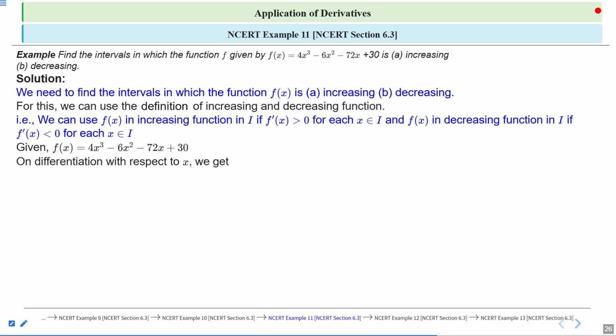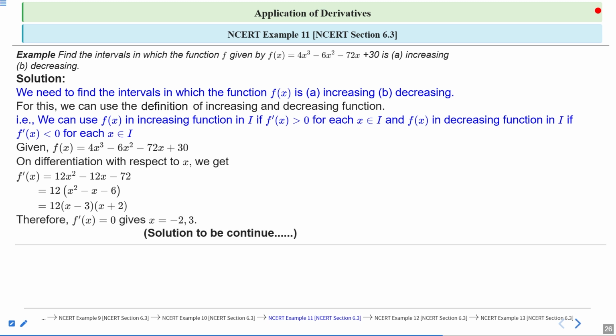On differentiation with respect to x, we get f'(x) equal to 12x² minus 12x minus 72, right? So it will be 12 times (x² minus x minus 6). We have factorized this, so it will become equal to 12 times (x minus 3) into (x plus 2), right? Therefore, f'(x) equal to 0 gives x equal to minus 2 and 3.